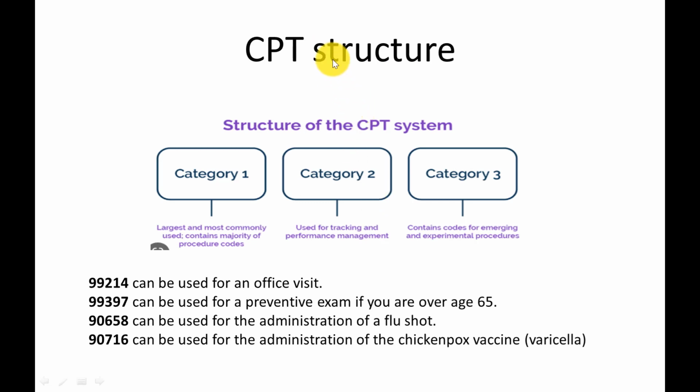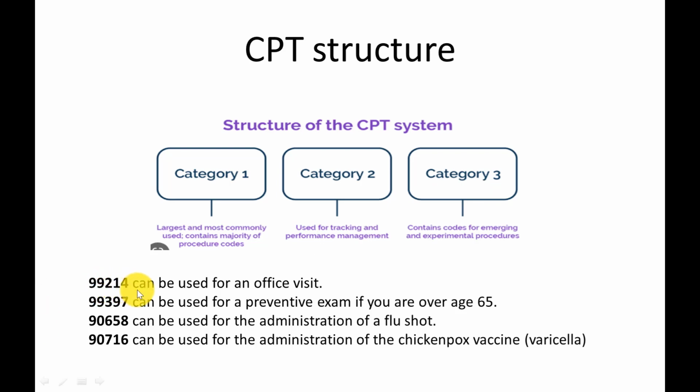So what is the CPT structure? There are three types of codes available in this: category 1, category 2, and category 3. Category 1 is the largest and most commonly used, and it contains the majority of the procedural codes, while category 2 is used for tracking and performance management, while category 3 contains the codes for emerging and experimental procedures, sometimes called temporary codes as well. So for procedures which are in the pipeline, or newly emerging things, category 3 is used.